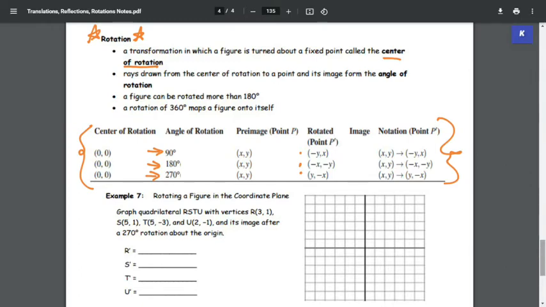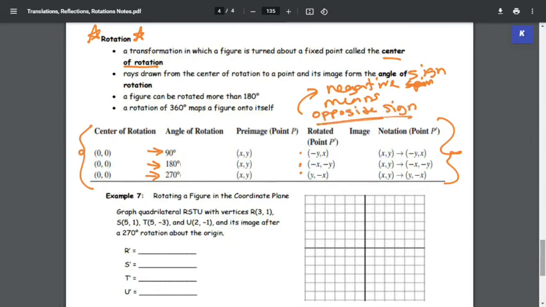One thing I want to emphasize: we see a few things here. With our x and y in the 90 and the 270, they basically switch places. When we look at the 180, all of those are negative, it's the same x and y, just negative. But I want to emphasize that this negative sign means opposite sign. So you're changing the sign, not making it negative.